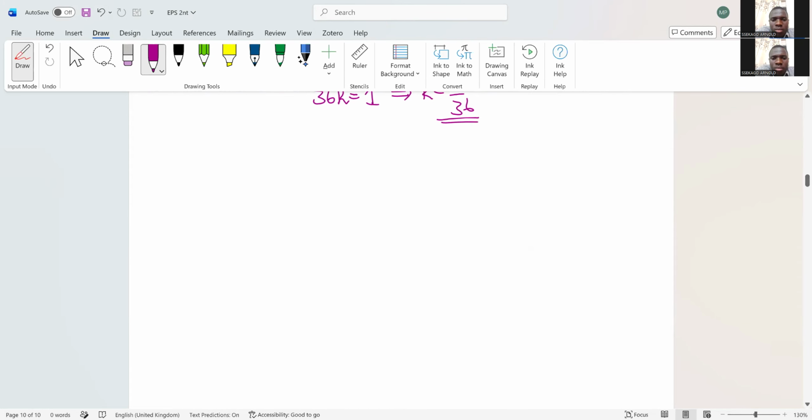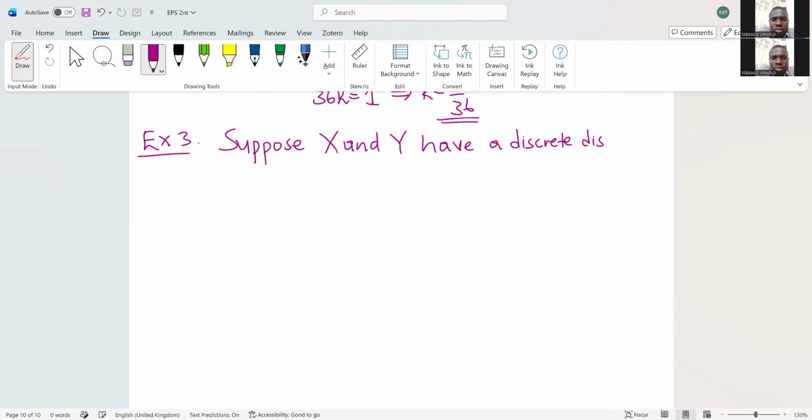This is now example 3. Suppose x and y have a discrete distribution with the joint probability function.